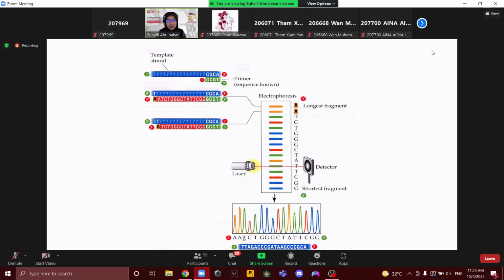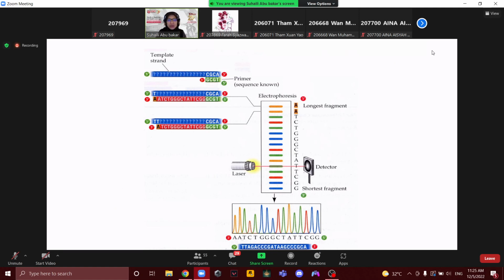So we read based on the color. Orange color is A, green color is T, and C is yellow or orange, whatever, but a different color. This is what we call the sequencing reading. This is in the gel. So this one goes 3 prime to 5 prime. It is a bit reversed, right? It is reversed.